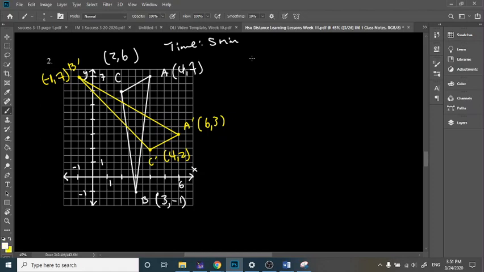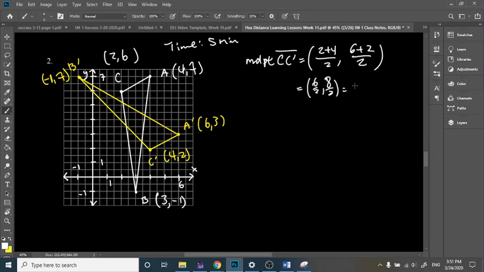Alright, let's find some midpoints now. So let's choose, I don't know, C and C prime. You can choose any of them, really. It literally does not matter, as long as you're matching them. Alright, 2 and 4, 6 and 2. So remember, those are going to be the x's, those are the y's. 6 over 2, 8 over 2, so we have (3, 4). I'm going to make that look better. Okay.